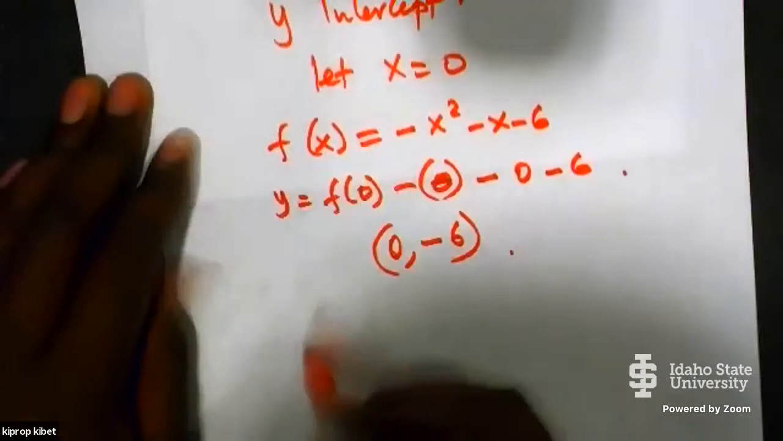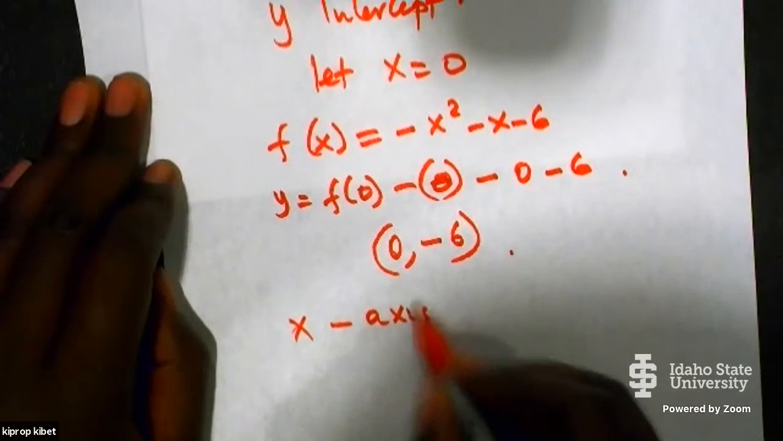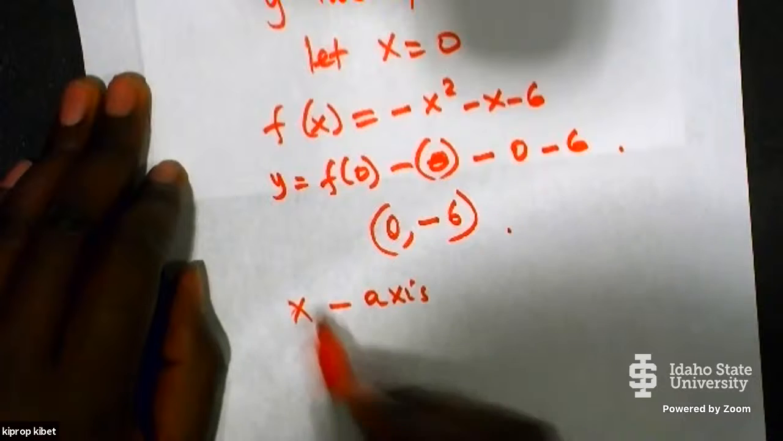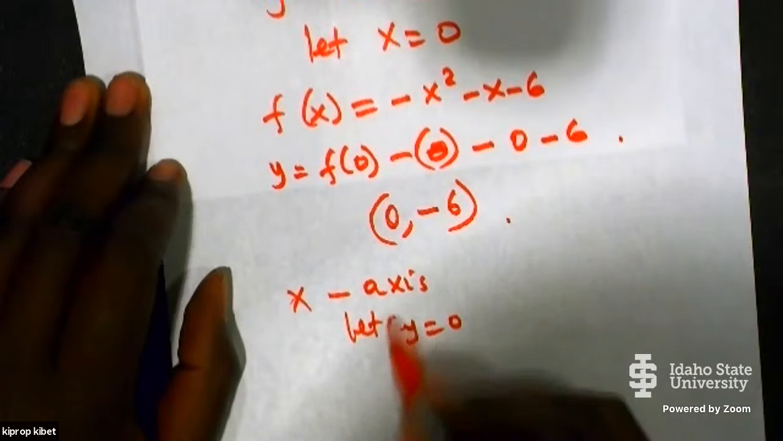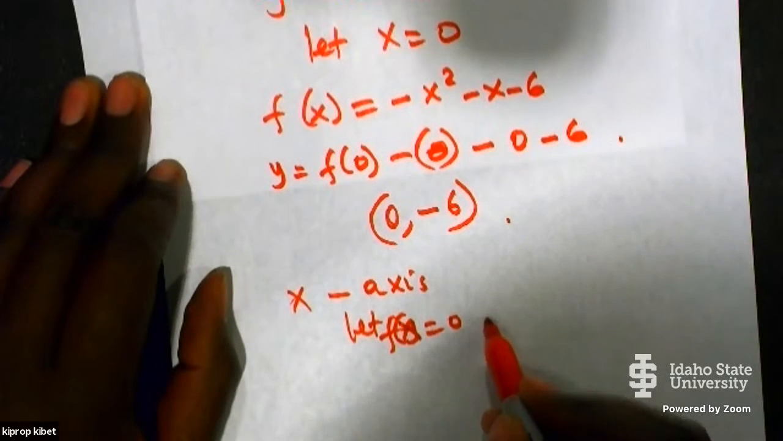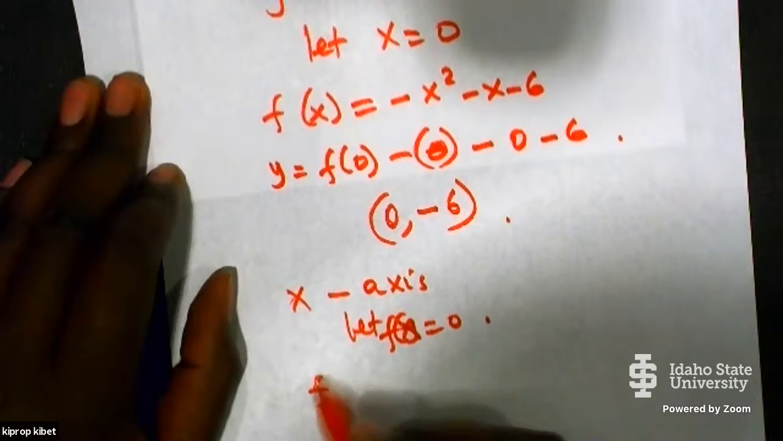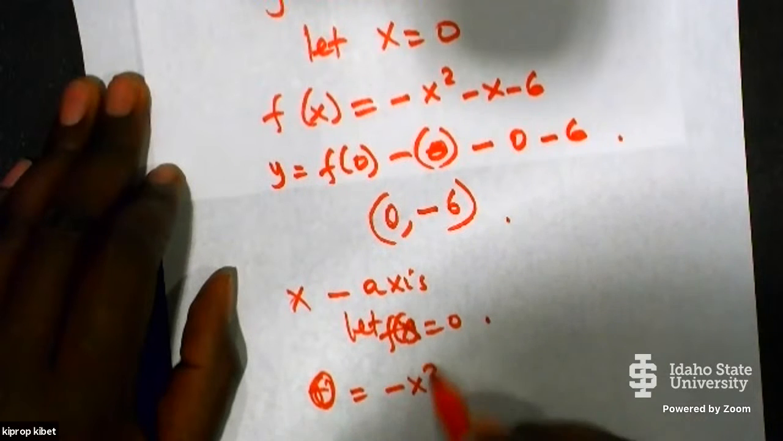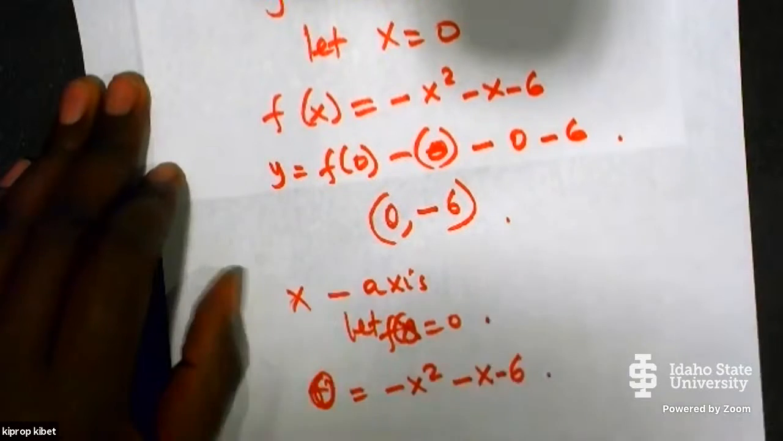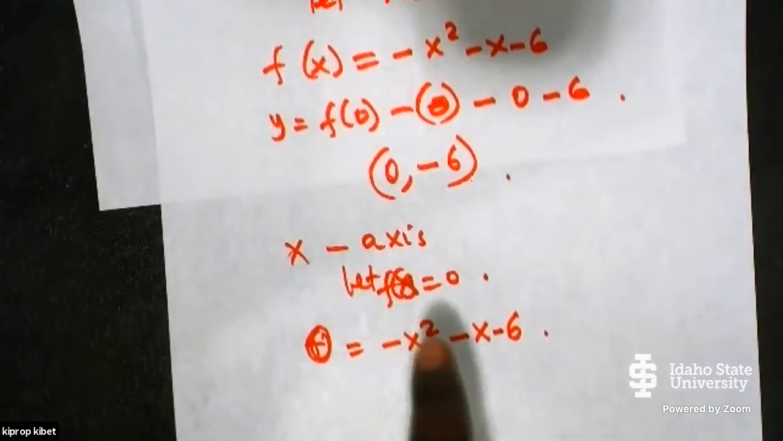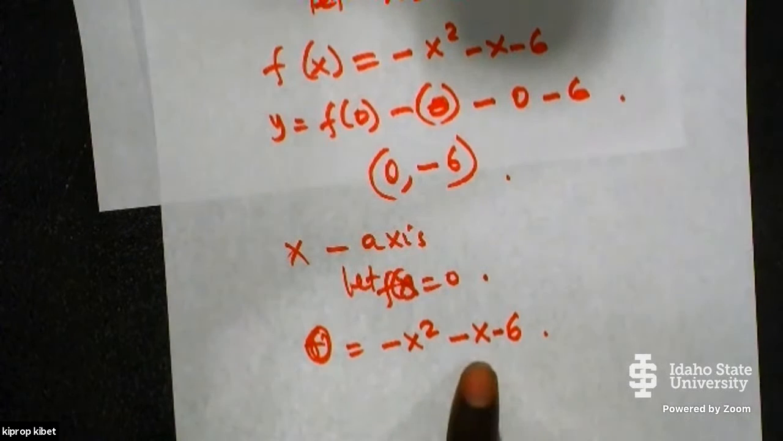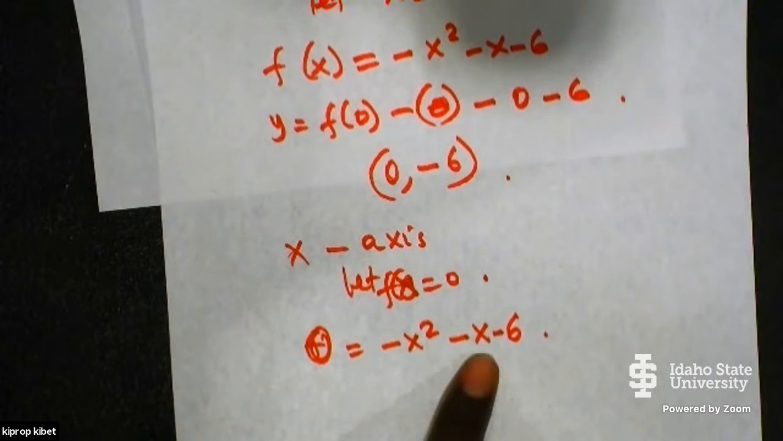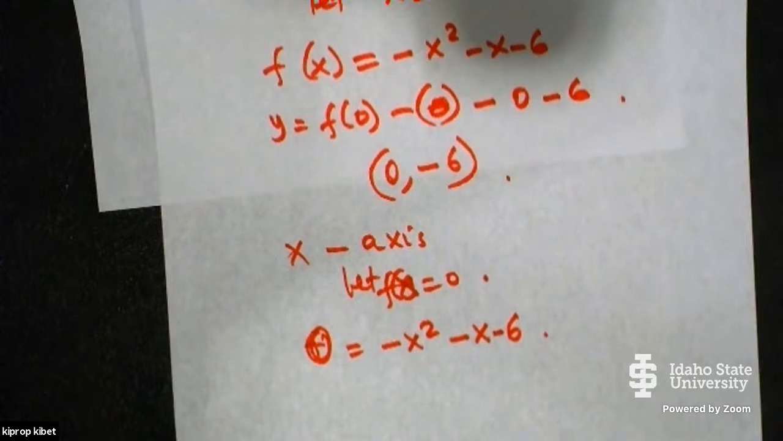Then we get our x-intercept. So let y be equal to 0, or f of x be equal to 0. So our f of x here will be 0 equals to minus x squared minus x minus 6. So you can use the quadratic formula to get the values of x.